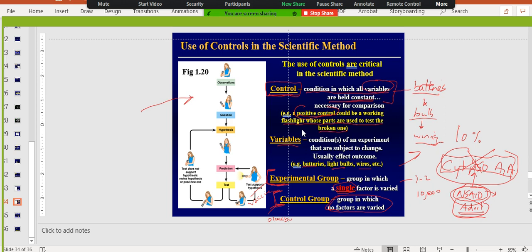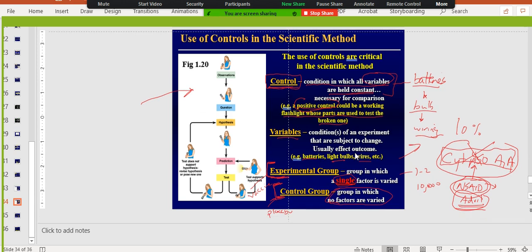Does that make sense? Do you guys understand control, variable, and experimental and control groups? Yeah. Okay. If you have any questions, let me know.